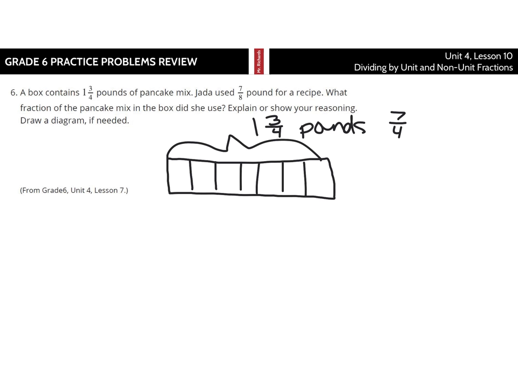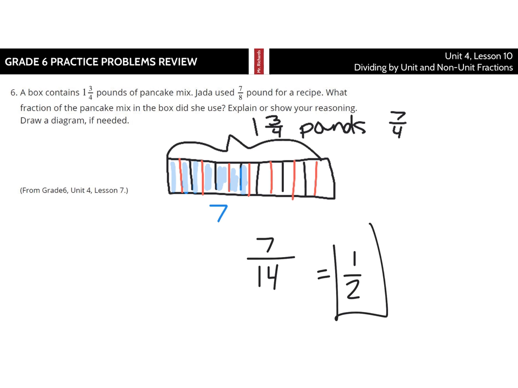Now she used 7/8 of a pound, and right now we're divided into fourths. So if we divide this one more time, we'll now be into 1/8 of a pound. And if we were to count 7/8, we have 1, 2, 3, 4, 5, 6, 7. How much have we used here? Well, once again, that was 7. What do we have left on this other side? 1, 2, 3, 4, 5, 6, 7. So 14 total. She used 7 out of the 14, which is 1/2. And there are multiple ways of getting there, and that's just one of them.